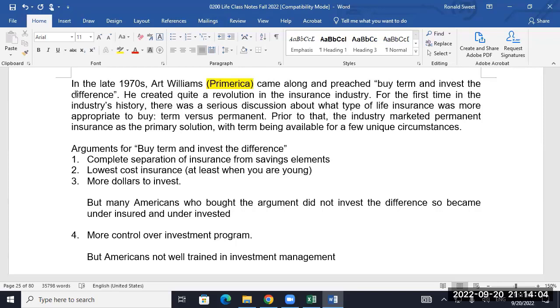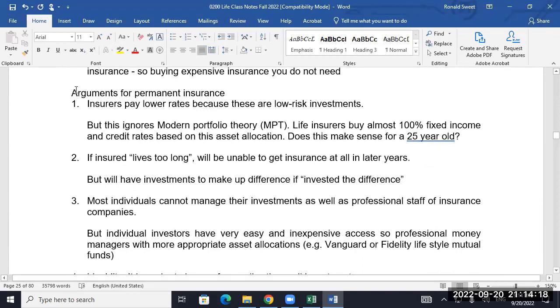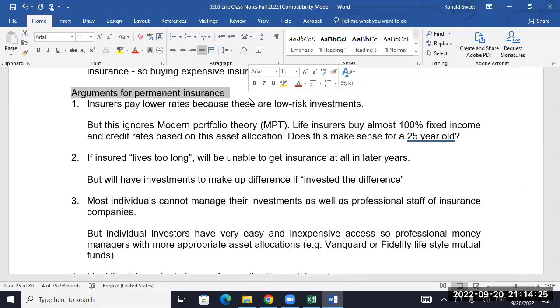And so what I did is I went to Art Williams, Primerica's website, and I just listed their arguments for why you should buy term and invest the difference. I didn't organize it. I didn't put it in any particular priority. And then I found the textbook. I think I mentioned this last class. The textbook I have used in this class, but I don't use it anymore. It's not a very good textbook, I don't think. But he was very pro-industry, and very biased, he argued permanent over term in his book. So I just listed his arguments.